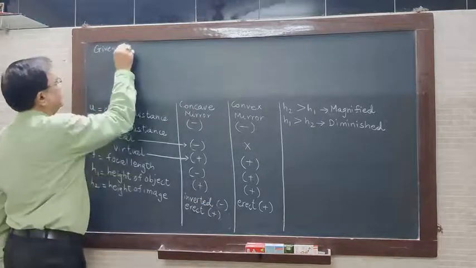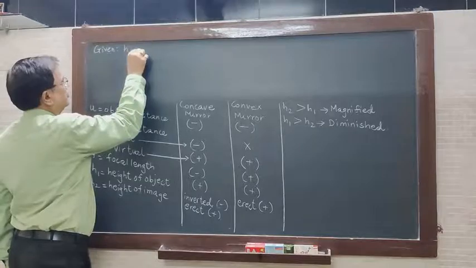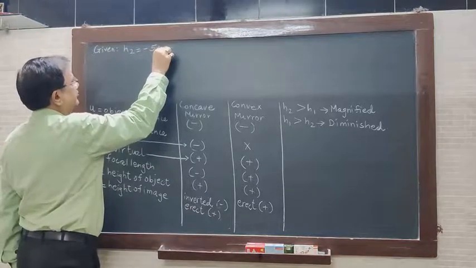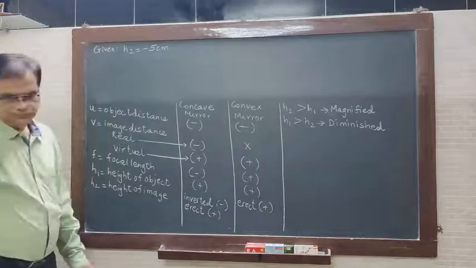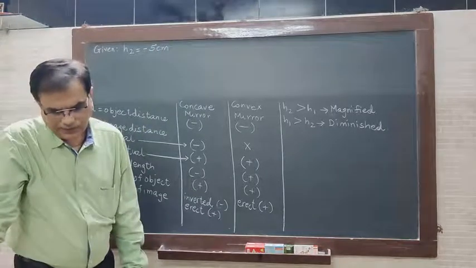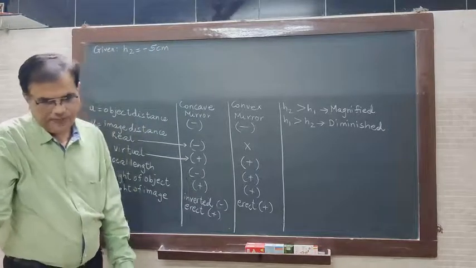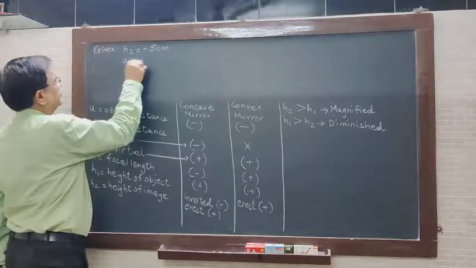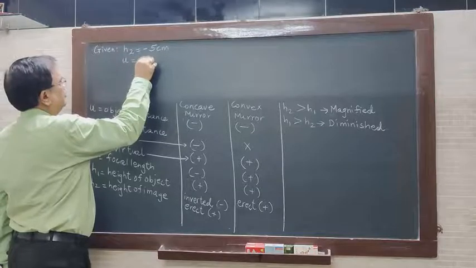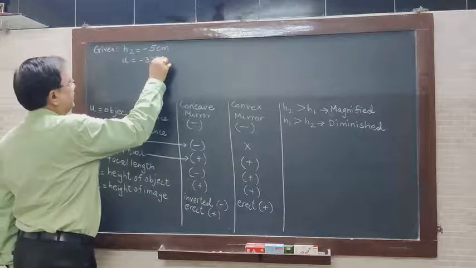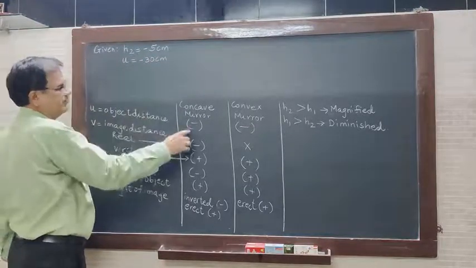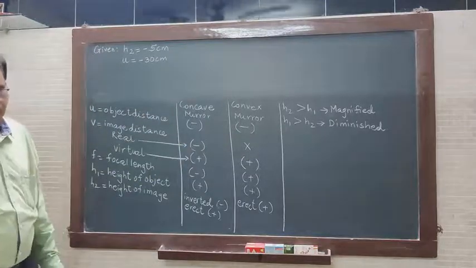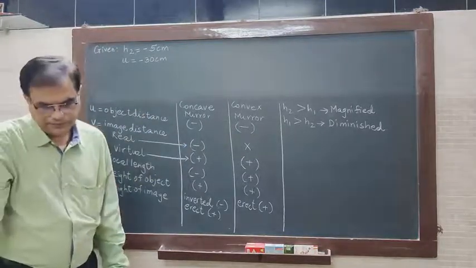So inverted image H2 of height 5 centimeters, so minus 5 centimeters. Kept at a distance of 30 centimeters from a concave mirror. So U is equal to minus 30 centimeters. U is always negative, concave or convex, it is always negative. Remember this chart very properly.